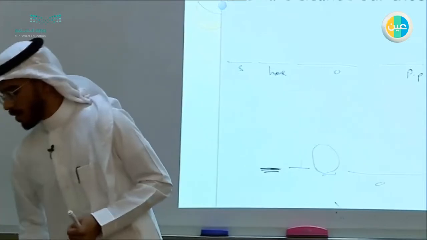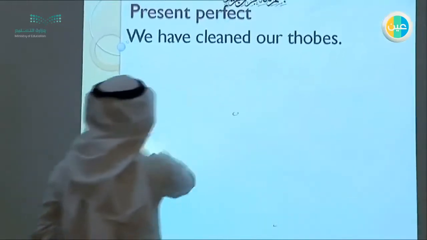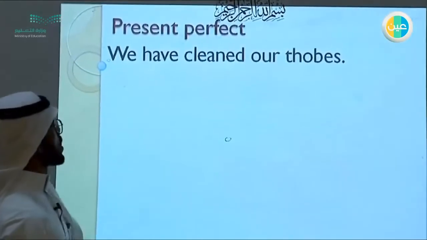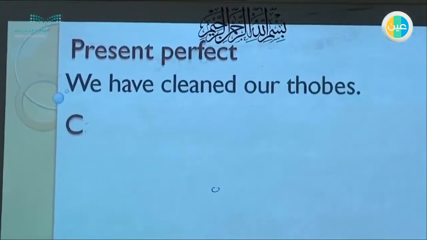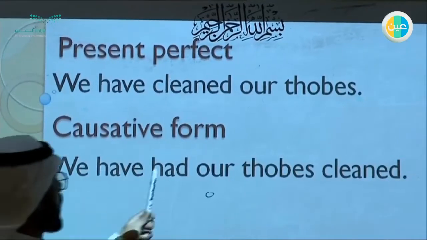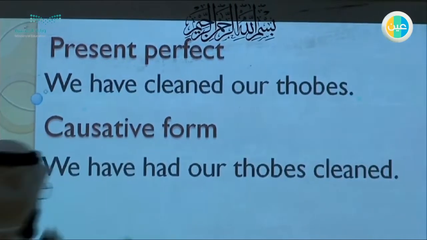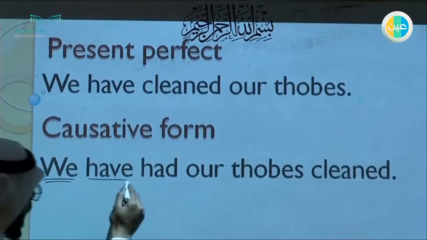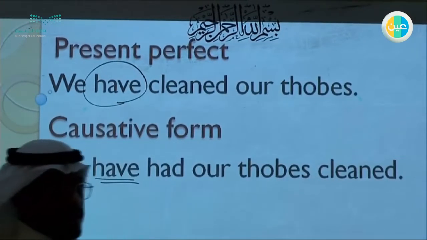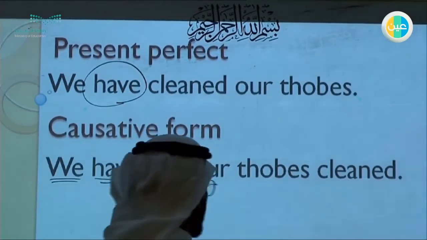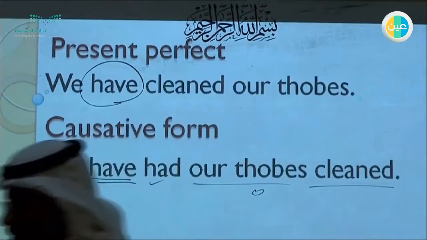Let's take the first sentence. We have cleaned our thobes. This is present perfect. How can we make it into causative form? Look, we have had. Now, what did we do? سوينا هنا. The subject and have. The verb have in the present perfect becomes had. Our thobes, this is the object, cleaned, this is the past participle.